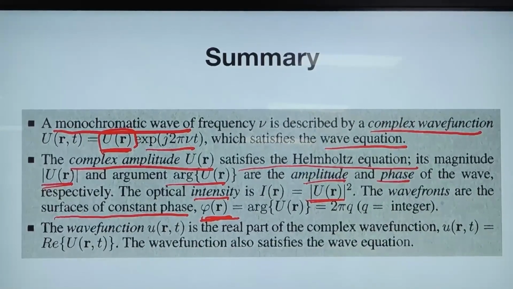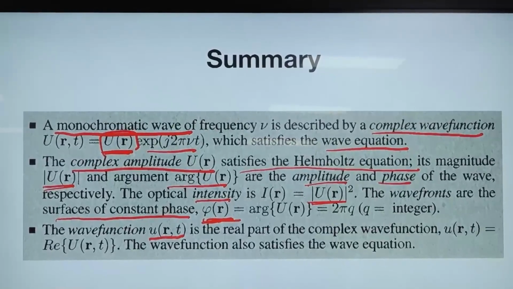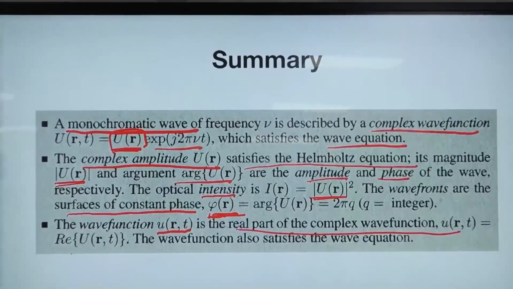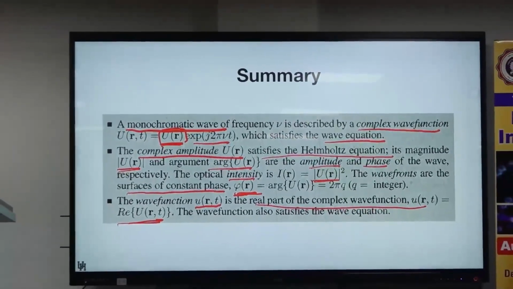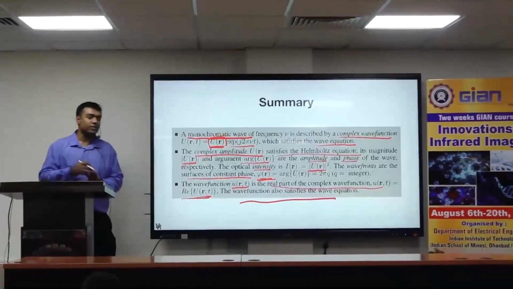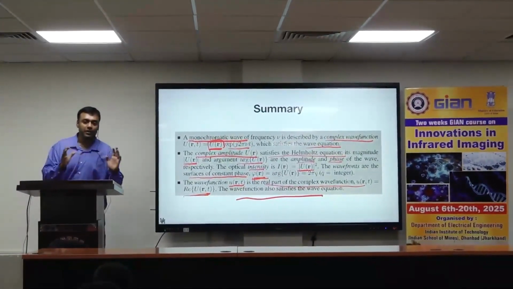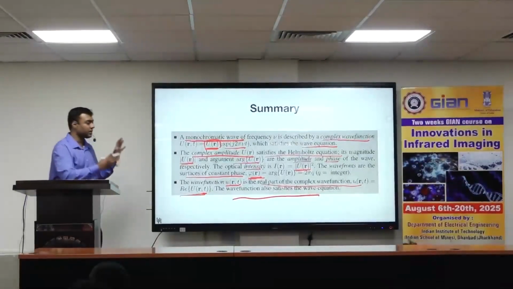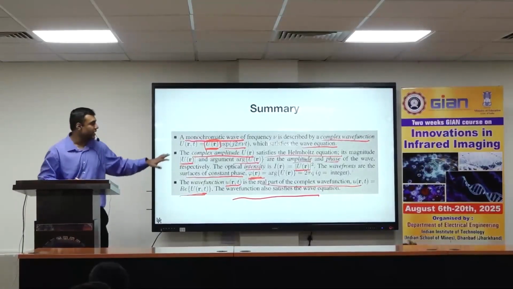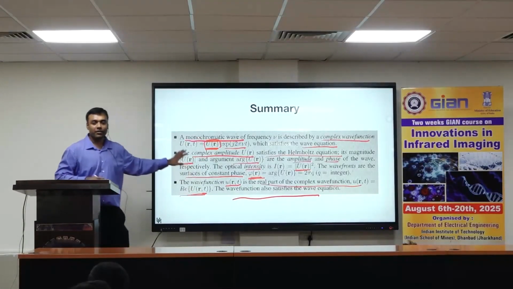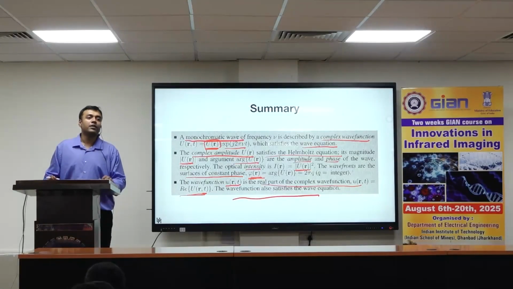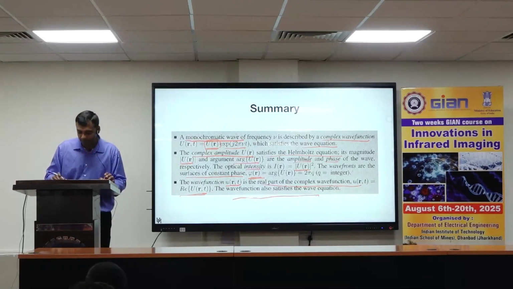And the wave function, small u of r and t, is the real part of the complex function u of r comma t, and this also satisfies the wave equation. This encapsulates whatever I said in the past few slides, essentially all you need to know. Starting from the postulates, we get to this point, and from here we build out our understanding of wave optics.